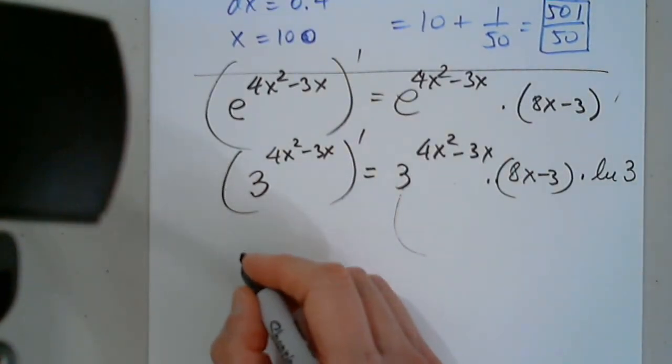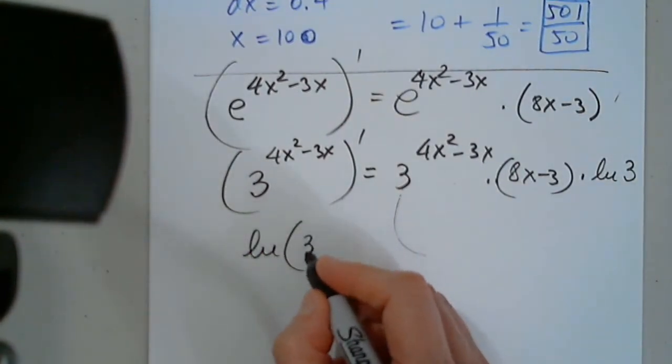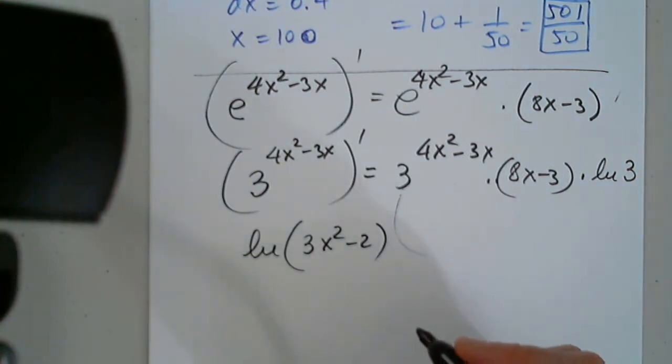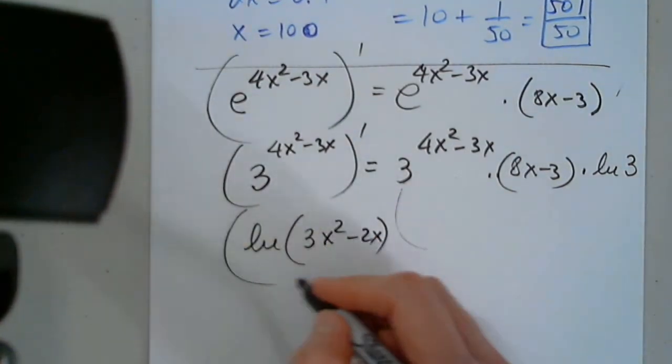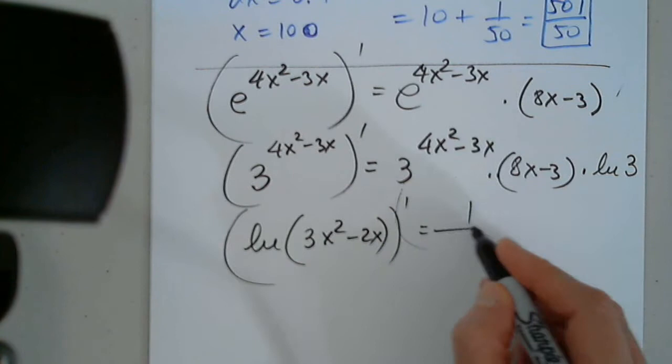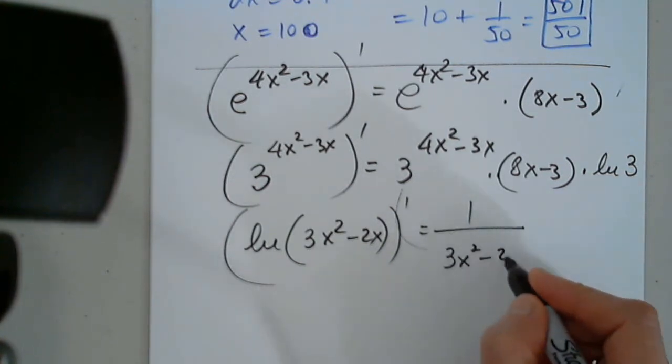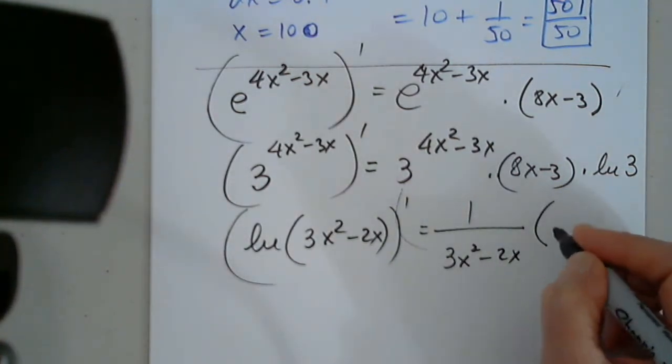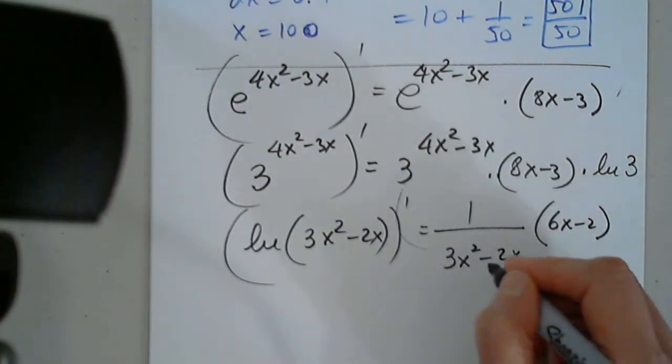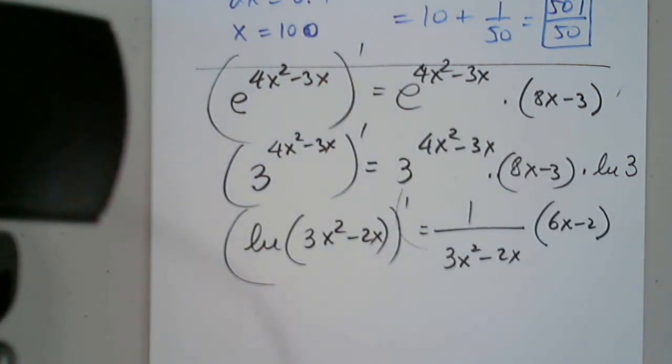Now if we have natural log of 3x squared minus 2x, let's say, and I want to differentiate this, I have 1 over 3x squared minus 2x multiplied by 6x minus 2, the inner function prime. Is this what you had in mind? Yeah, that helps a little bit.